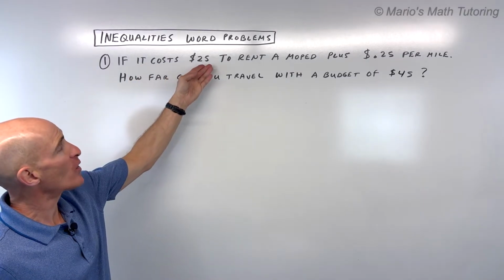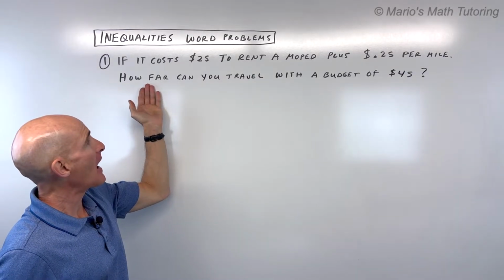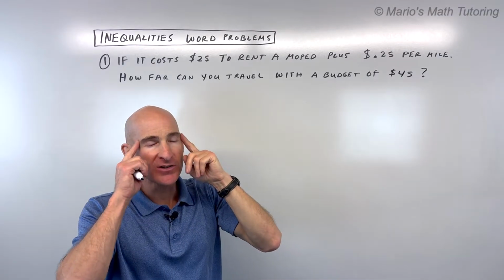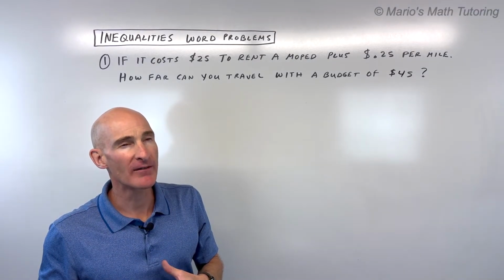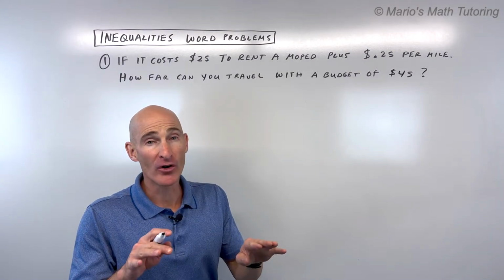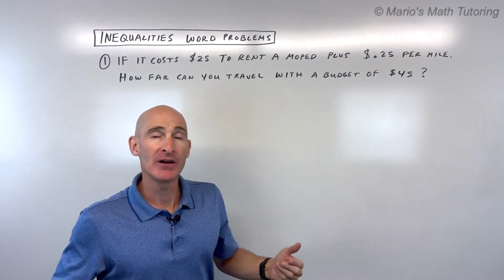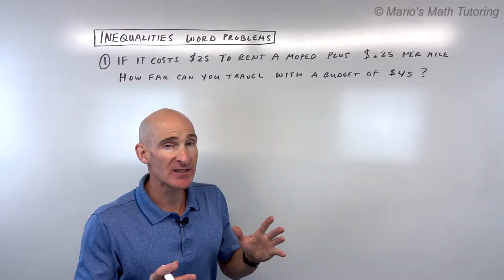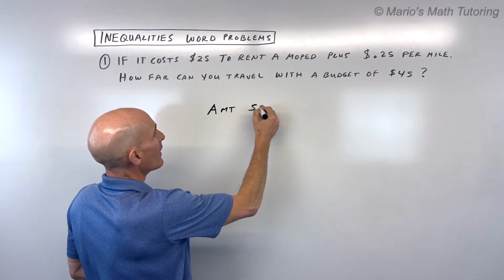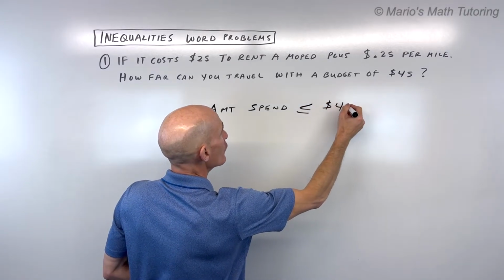It says if it costs $25 to rent a moped plus 25 cents per mile, how far can you travel with a budget of $45? Now what we want to think to ourselves is, okay, budget of $45. So can we spend more than $45? No, because that would be over our budget. Can we spend exactly $45? Sure, that would be all the money that we have, or we could spend less than that. So in this case, we're thinking the amount that we spend has to be less than or equal to $45.